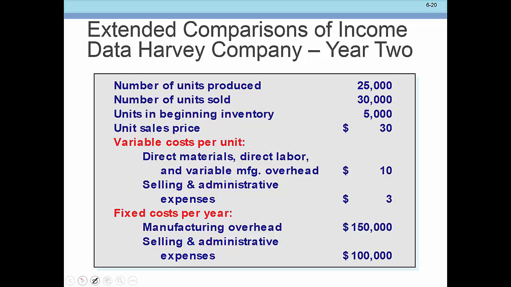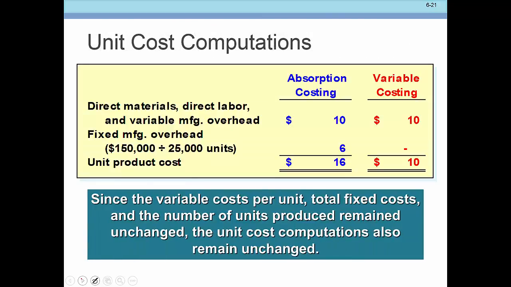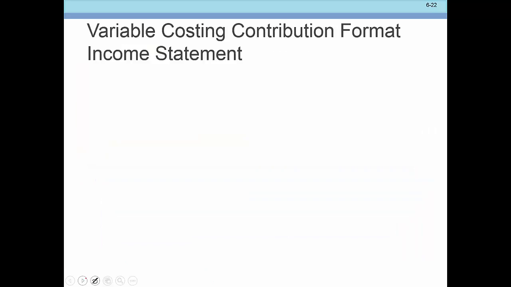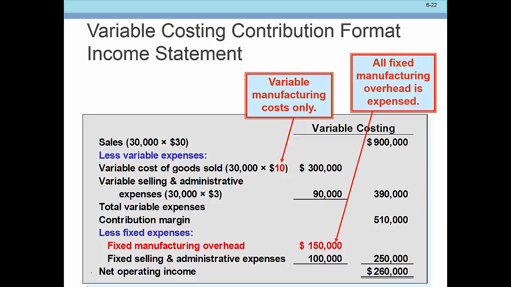And you come over, and they remind us of our product costs, right, which we have the fixed manufacturing cost here under absorption. We don't have them under variables. You've seen that a number of times now. Then what? Then we come over and take a look at the next page, and what happens.